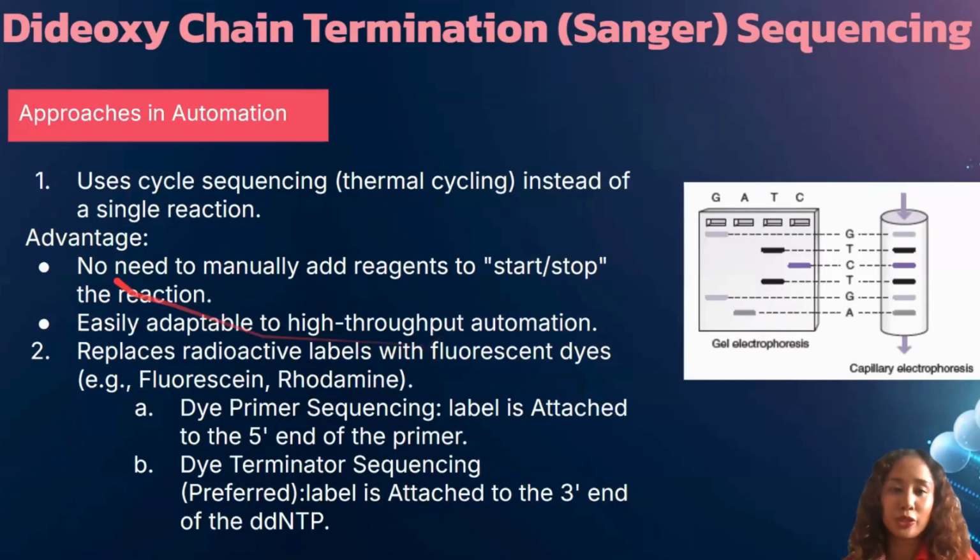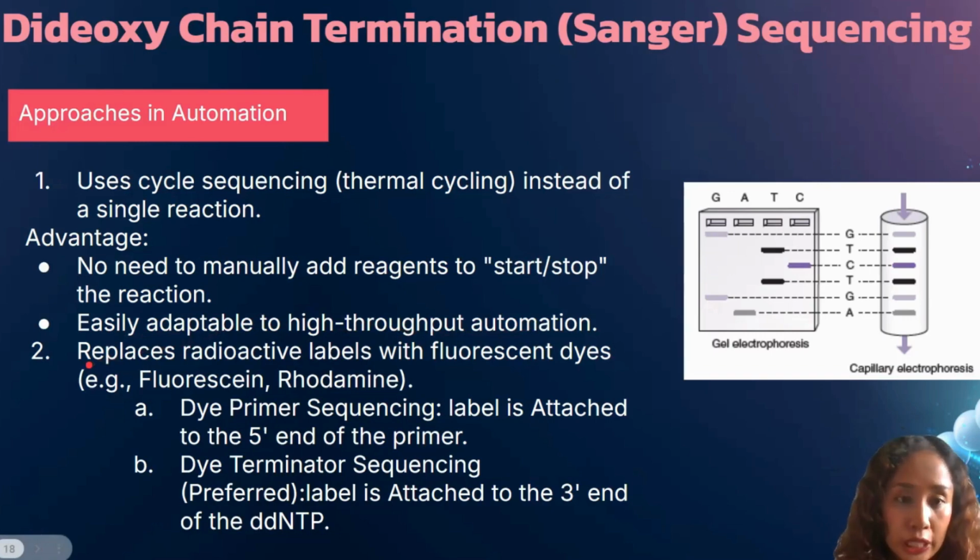So, approaches in automation. Current methods now have cycle sequencing, or thermal cycling, because of the discovery of PCR, instead of a single reaction. So they could do this multiple times. The advantage is there's no need to manually add reagents to start or stop the reaction. And what's great about Sanger sequencing is it could be adapted to high throughput automation. It's still used in some sequencing automation today.